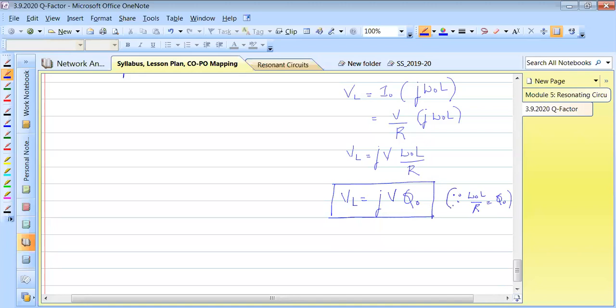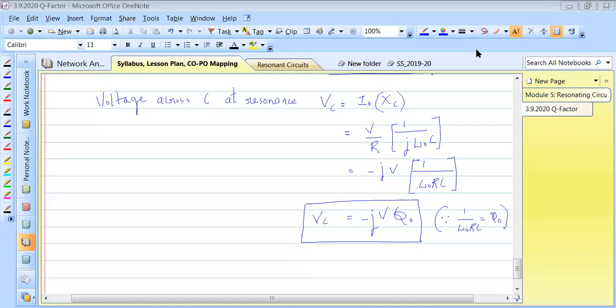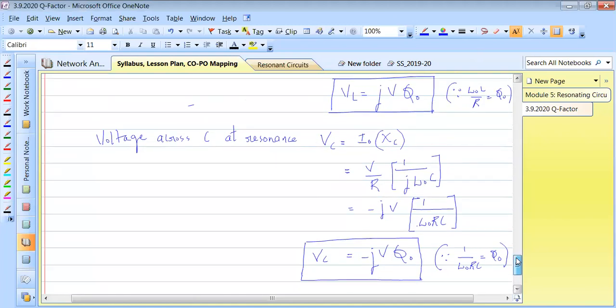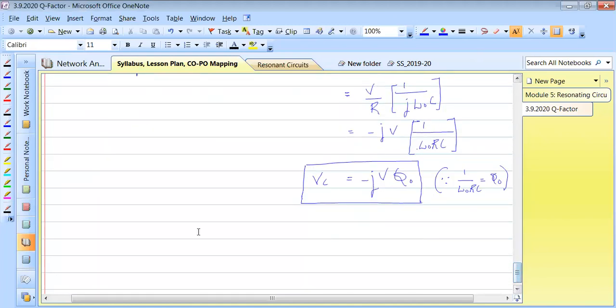Similarly, can you obtain the voltage across the capacitor at resonance? Can you go on? Voltage across the capacitor now. Compare VL and VC and comment on that. See here, your VL is here and VC is here. Can you just compare VL and VC and comment?